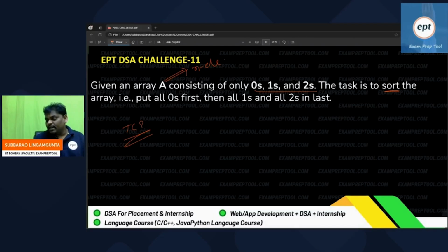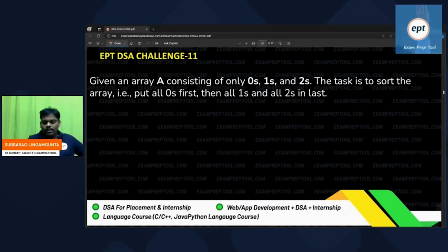But it is a special kind of array, so maybe you can implement a special sorting technique. One array consisting of zeros, ones and twos. The task is to sort the array, that is, put all zeros first, then ones, then twos. Zeros, ones, twos, you have to keep like that.